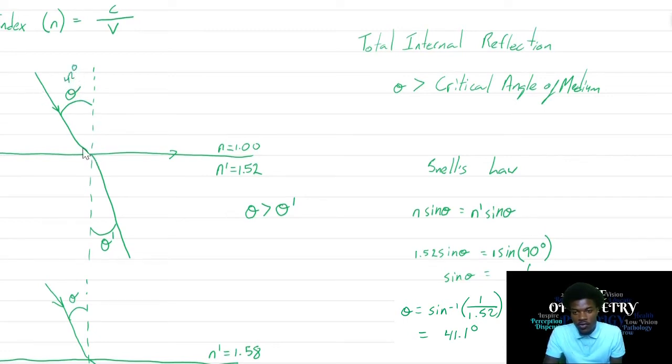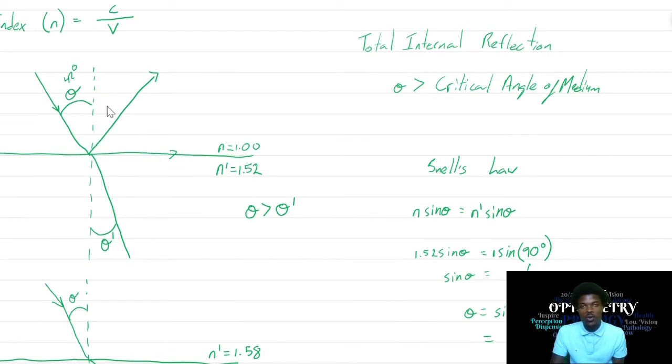This ray of incidence is going to reflect internally. It will not cross the barrier because the angle of incidence is higher than the critical angle. Now we're going to go into what we call secondary focal points and primary focal points. So let's get into that.